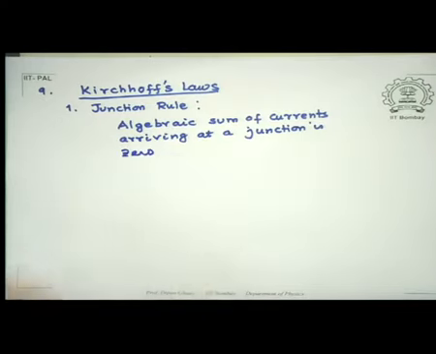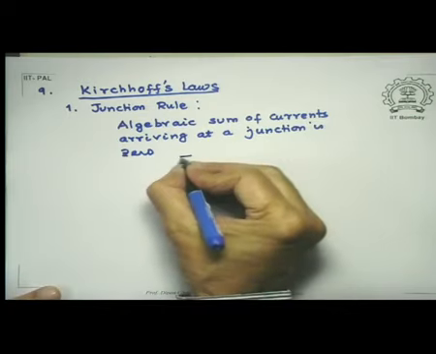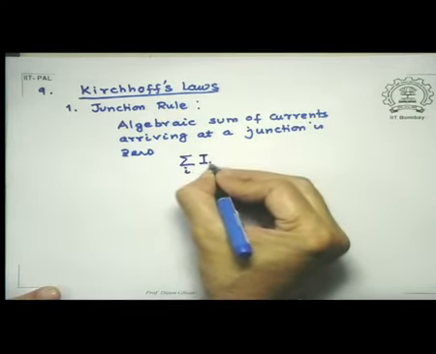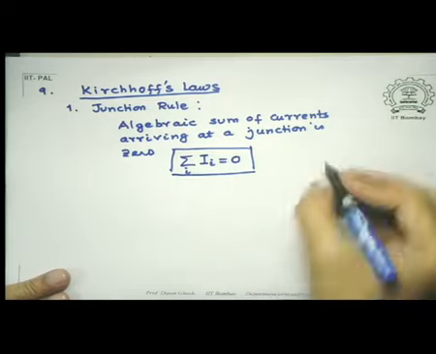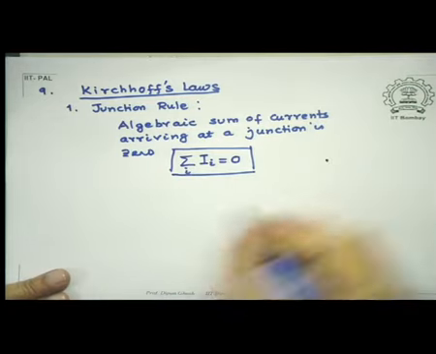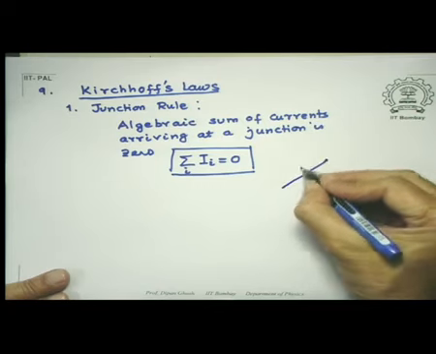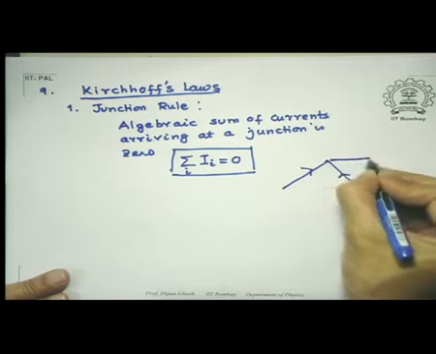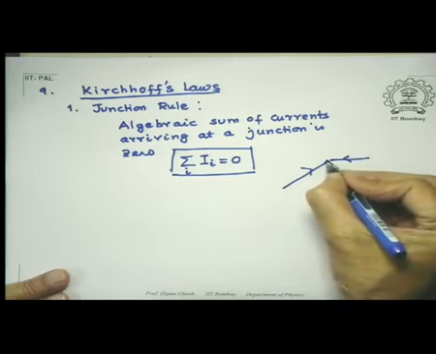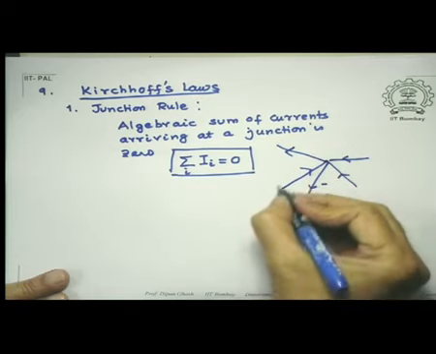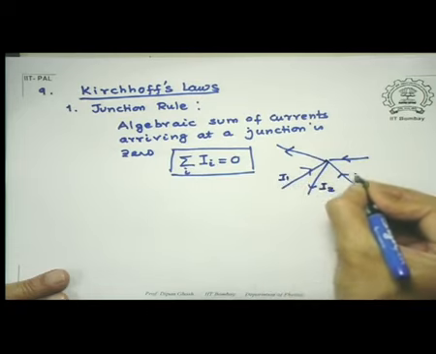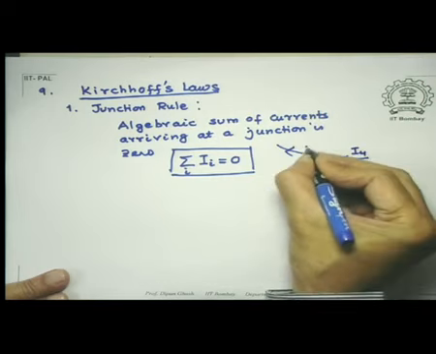Now you could have stated it in a different way. You could have said algebraic sum of currents leaving a junction is 0. I will explain what it means. So let me first write down this sum over I equal to 0. So supposing there is a junction where my currents arrive like this. Let me just give some names: I1, I2, I3, I4, I5.